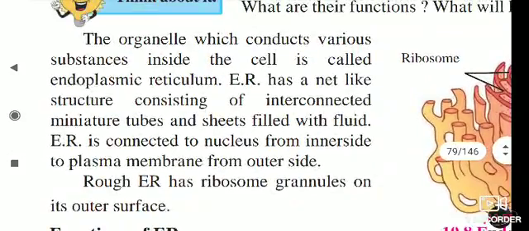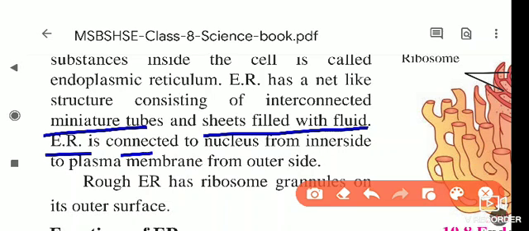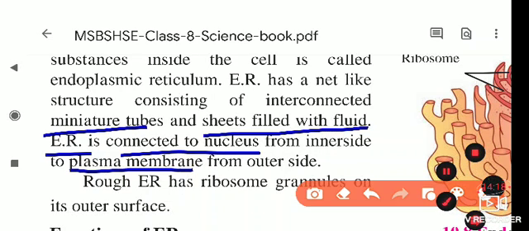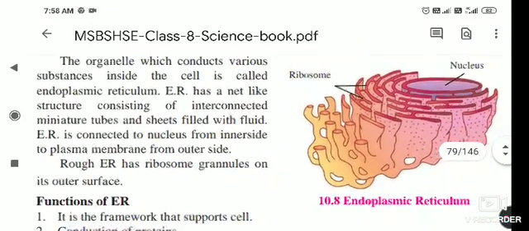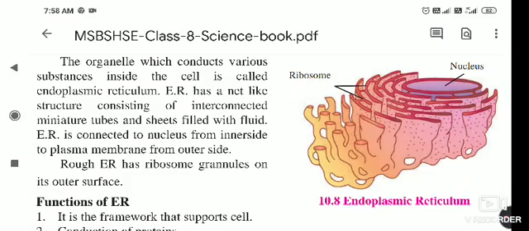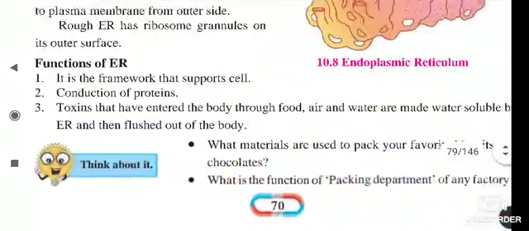Miniature tubes and sheets filled with fluid, that is the ER, are connected to the nucleus, from the inner side of the plasma membrane and from the outer side of the plasma membrane. So in this structure, they are interconnected, and whatever useful material is there is sent inside the nucleus via this endoplasmic reticulum.